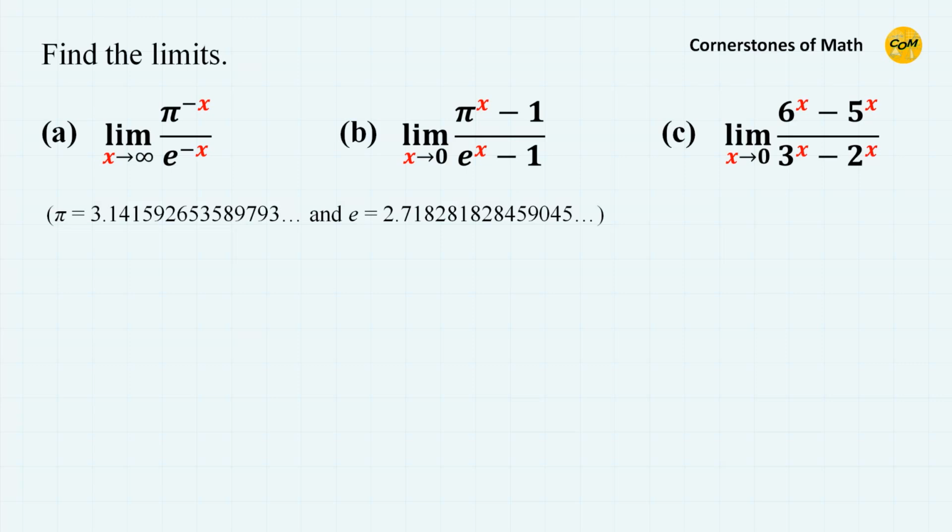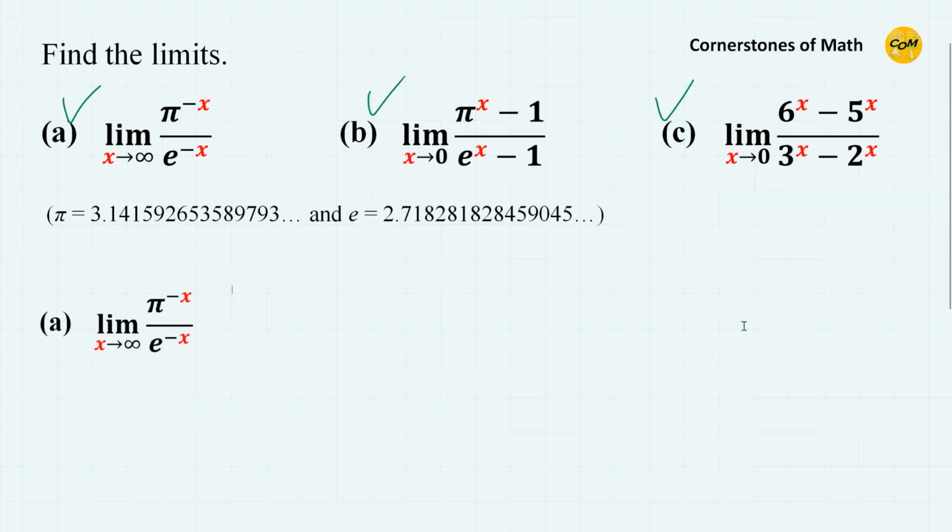In this video, I am going to find the values of these three limits. The first one is pi to the power of minus x over e to the power of minus x as x approaches infinity. And for the second one and third one, x approaches 0. The second one is the limit of pi to the power of x minus 1 divided by e to the power of x minus 1. And the third one is the limit of 6 to the power of x minus 5 to the power of x divided by 3 to the power of x minus 2 to the power of x.